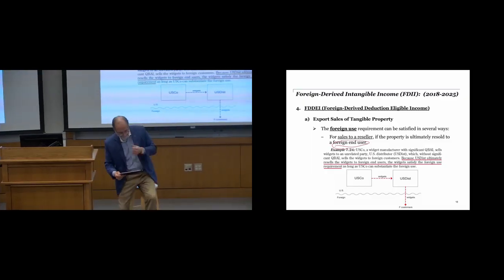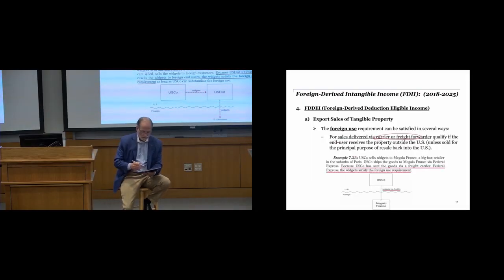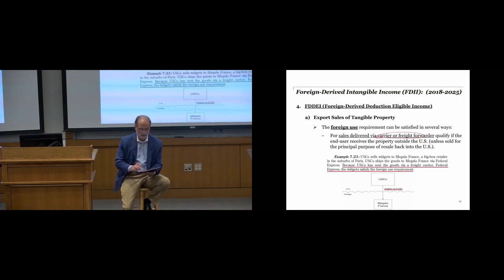USCO, a widget manufacturer with significant Q-buy, sells widgets to an unrelated party, a US distributor, US disc, which without significant Q-buy sells the widgets to foreign customers. Because US disc ultimately resells the widgets to foreign end users, the widgets satisfy the foreign use requirement, as long as USCO can substantiate the foreign use.